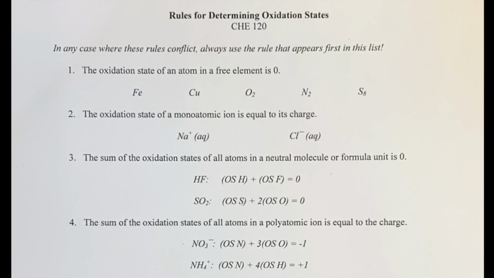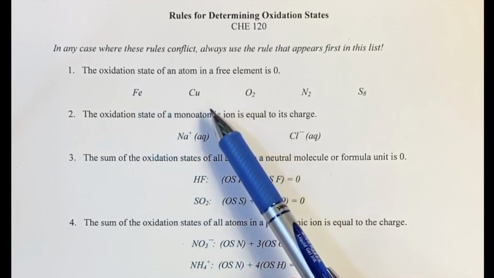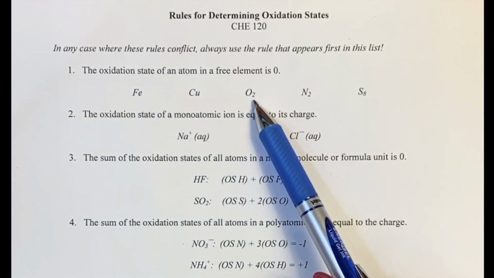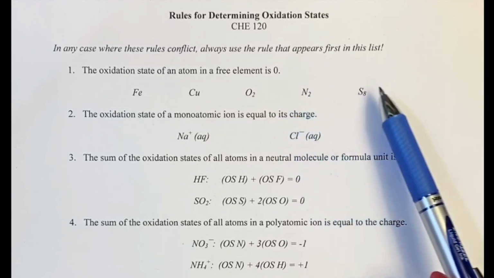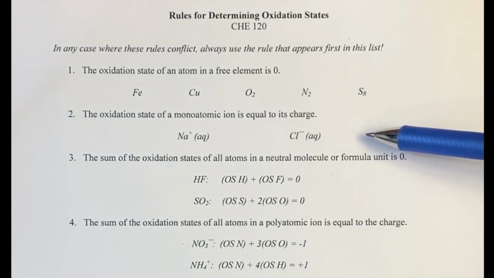So if we had a reaction that took place with iron, much like the rust reaction we just looked at, its oxidation state would be 0. If we had copper or elemental oxygen, elemental nitrogen, elemental sulfur, any of the oxidation states for those components would be 0. Rule number 2 tells us that the oxidation state of a monoatomic ion is equal to its charge.